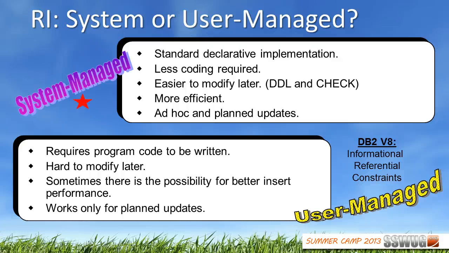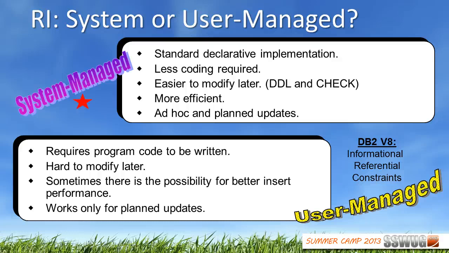So the reason system managed is preferred is because user managed is hard to modify. It requires custom program code, and works only for planned updates. The third bullet under user managed: sometimes there's a possibility for better insert performance with user managed. What am I talking about? Well, in that situation where you've got a primary key and a foreign key, and you insert the primary key row and then several foreign key rows in the next table, insert another primary key row, several foreign keys.